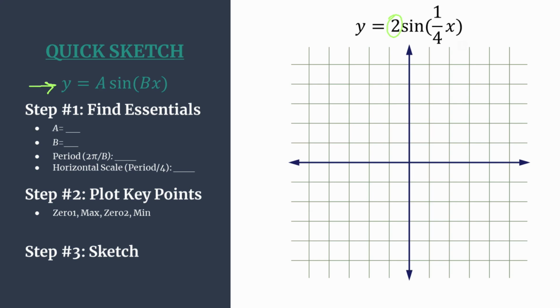That's just the coefficient in front of the sine function. So that value is 2. That's going to be our amplitude, which is the distance from midline up to max or down to min. So basically that's just going to help us find the y coordinates for our maximum and our minimum points in step 2.